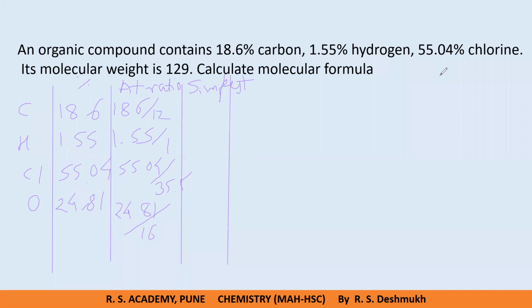18.6 upon 12, so it is 1.55. For hydrogen, 1.55. For chlorine, 55.04 upon 35.5, I don't have to calculate it, it will be 1.54 or 1.55. Definitely, even if 1.55, I don't have any problem. And here it is 24.81 upon 16, it is 1.55. So everywhere the ratio is the same. So I will divide everything by 1.55.